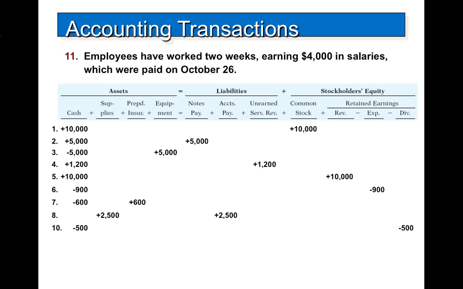11. Employees have worked 2 weeks, earning $4,000 in salaries, which were paid on October 26th. Our two accounts, we're going to have cash because we paid the $4,000 in salaries, and salaries expense is going to be our other account that's affected.